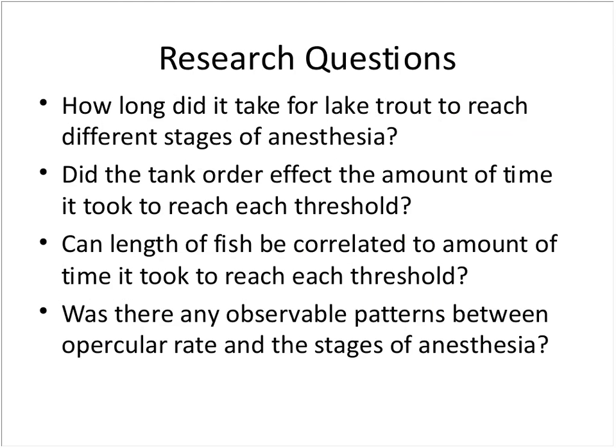So the actual questions that I want to take a look at is, was there an average time that the fish took to get to each threshold? Did the tank order affect the amount of time that each fish took to get to each threshold? By tank order, I mean you make a batch of anesthesia and place the fish inside of the anesthesia, and you can put up to 5 fish in there. So you put one in, take it out, put another one in, and you can do that up to 5 times. So did fish 1 get there faster than fish 5?